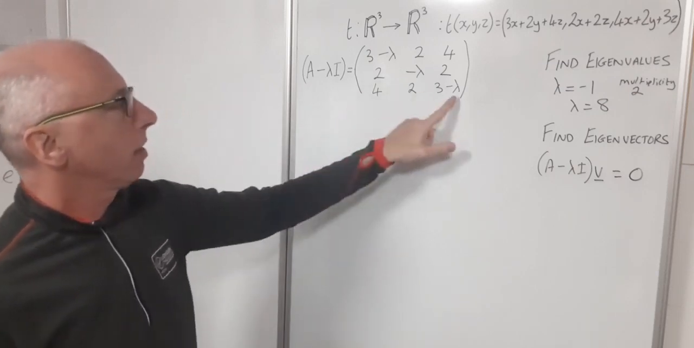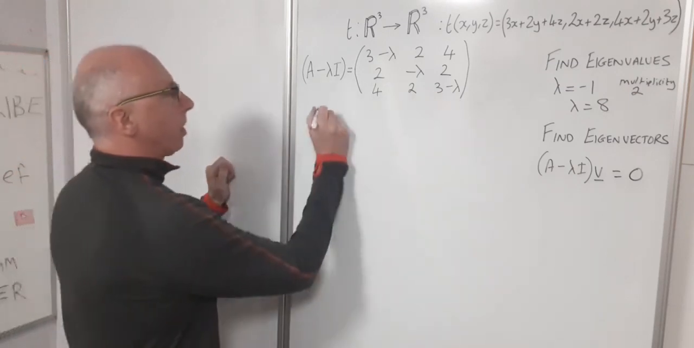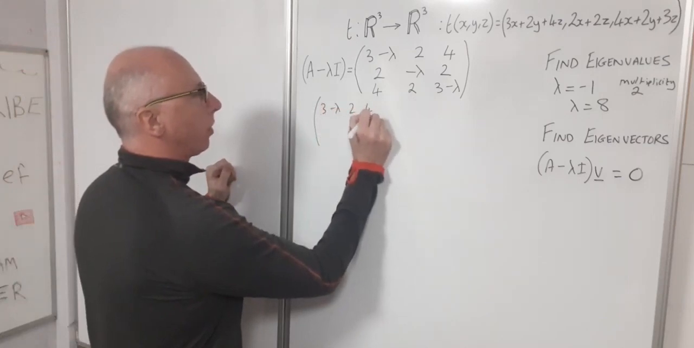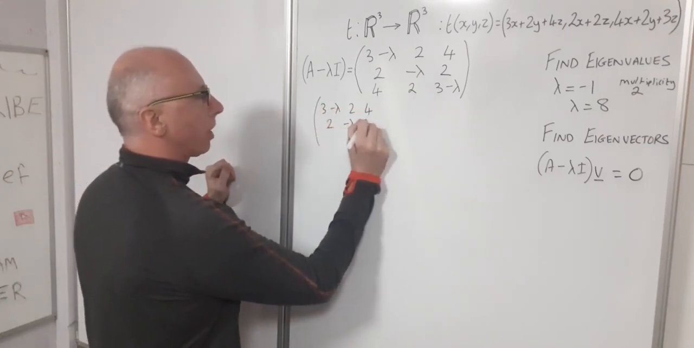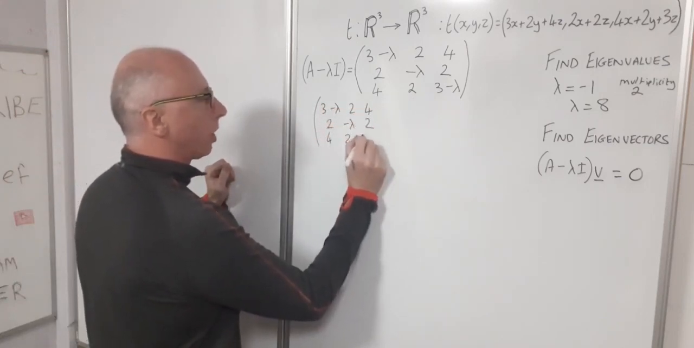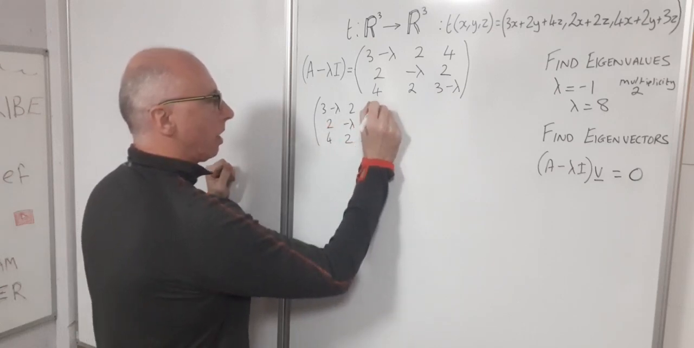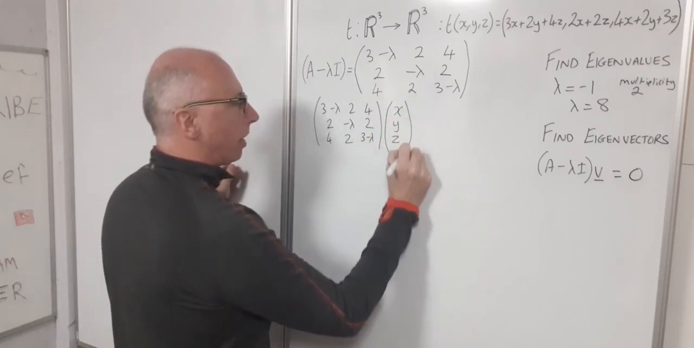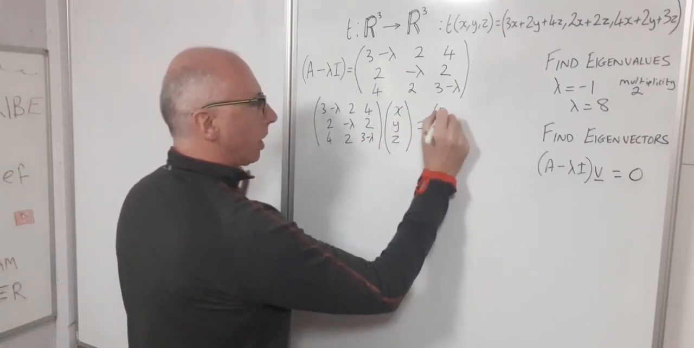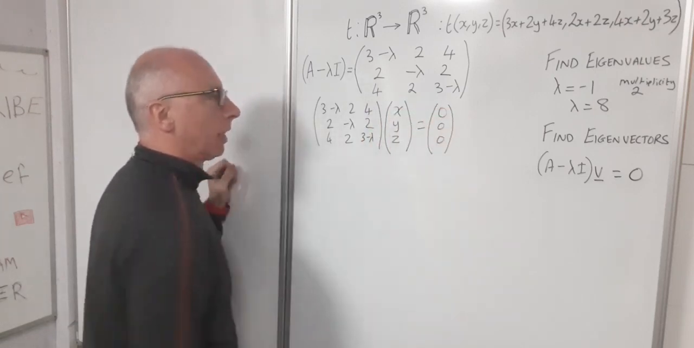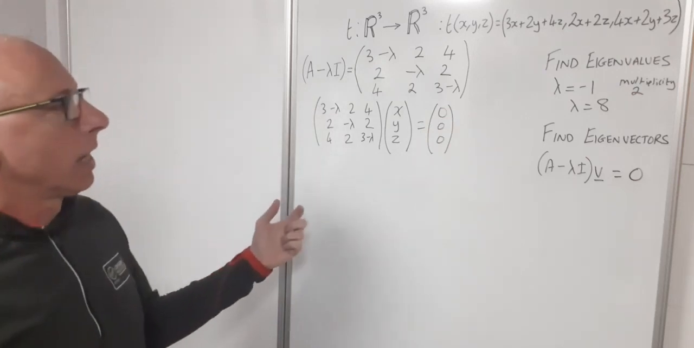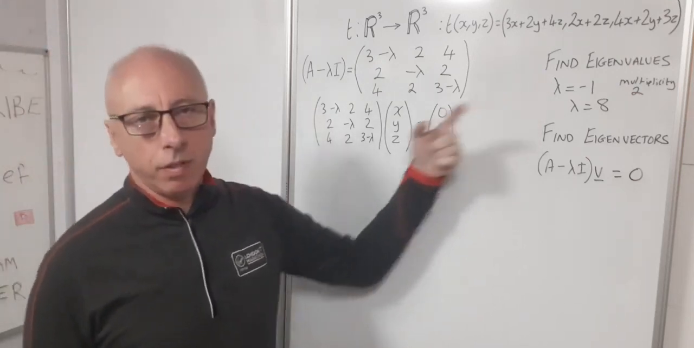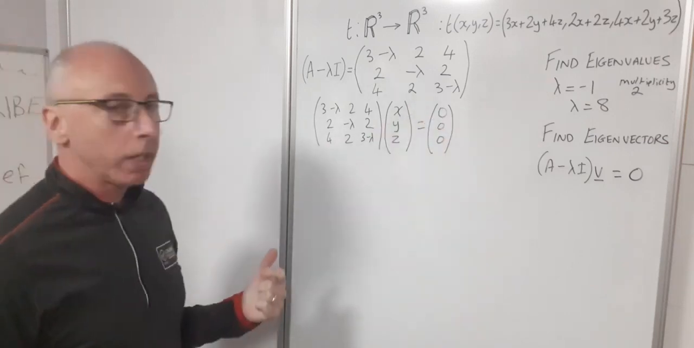So we take this matrix here. Let's just write it down quick. 3 minus lambda, 2 and 4. 2, 2 minus lambda, 2. 4, 2, 3 minus lambda. Multiply that by the standard x, y and z and set them all to be 0. And then we solve the equations. So what we do now, plug in lambda equals minus 1 to start with. You can start with 8 if you wanted, it doesn't matter which way you go.